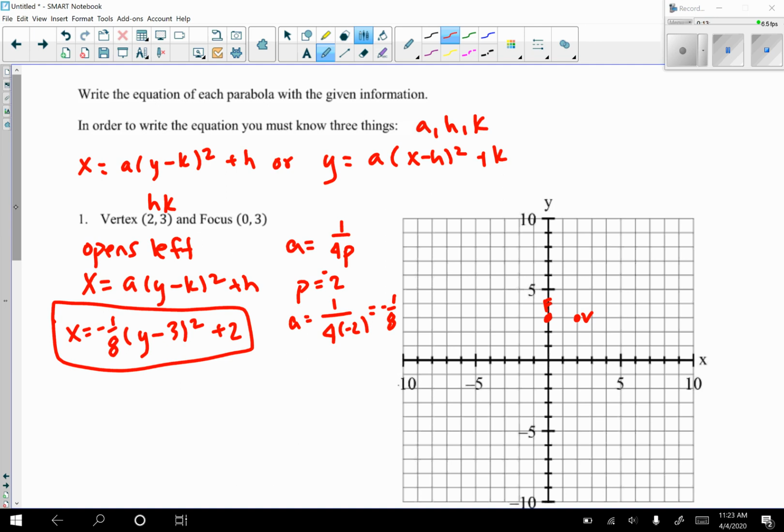It didn't ask us to actually draw the parabola, but let's just take a look at it real quick. Our directrix would have been here. And if I quickly graph the parabola, if our a value is -1/8, that means that our focal width is 8. So if I count up 1, 2, 3, 4, and down 1, 2, 3, 4, that means my graph would look like this.